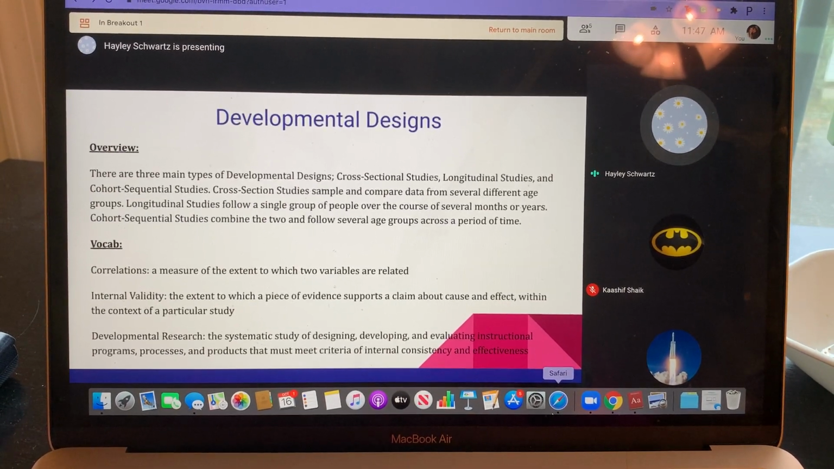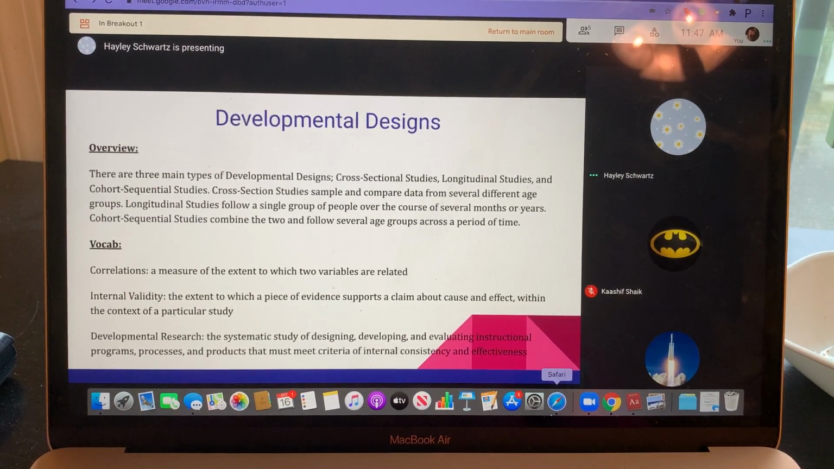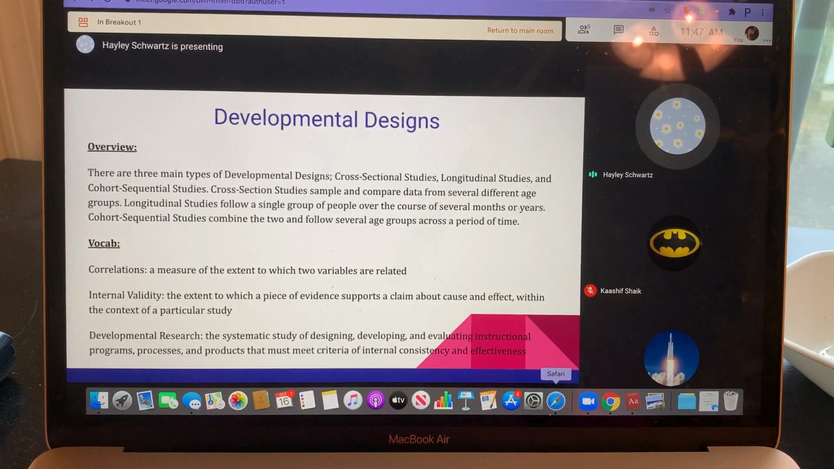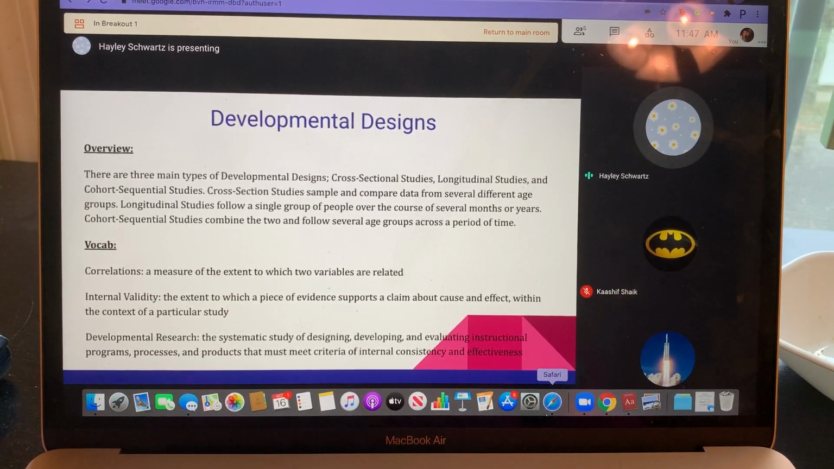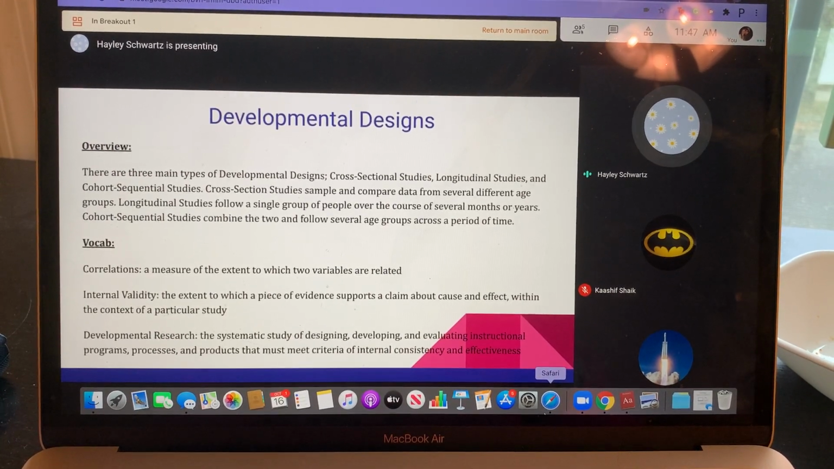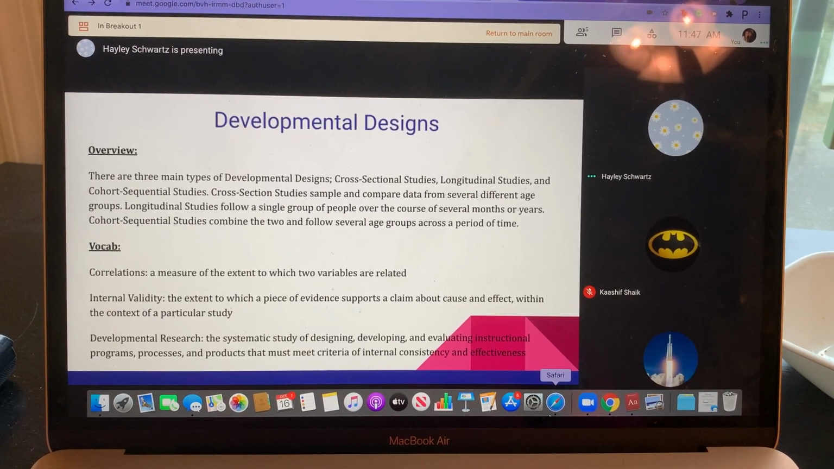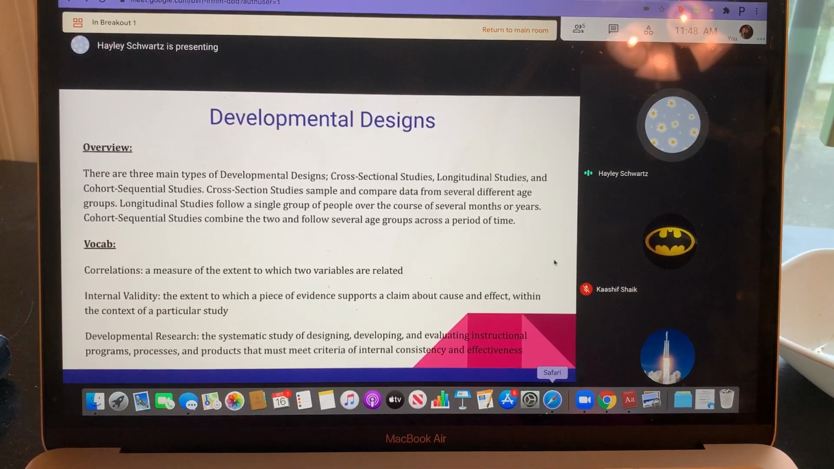And so some vocab. Correlations are a measure of the extent to which two variables are related. Internal validity is the extent to which a piece of evidence supports a claim about cause and effect within the context of a particular study. And then developmental research is the systematic study of designing, developing, and evaluating instructional programs, processes, and products that must meet criteria of internal consistency and effectiveness.